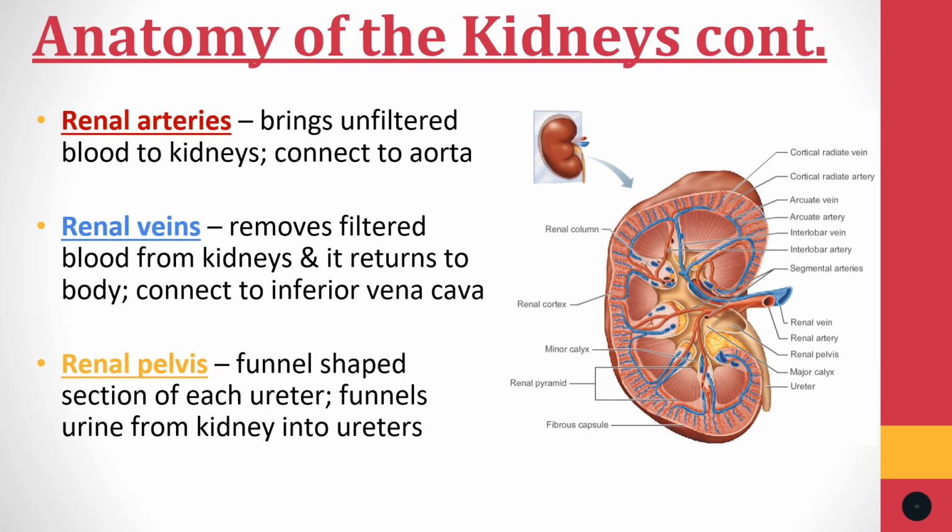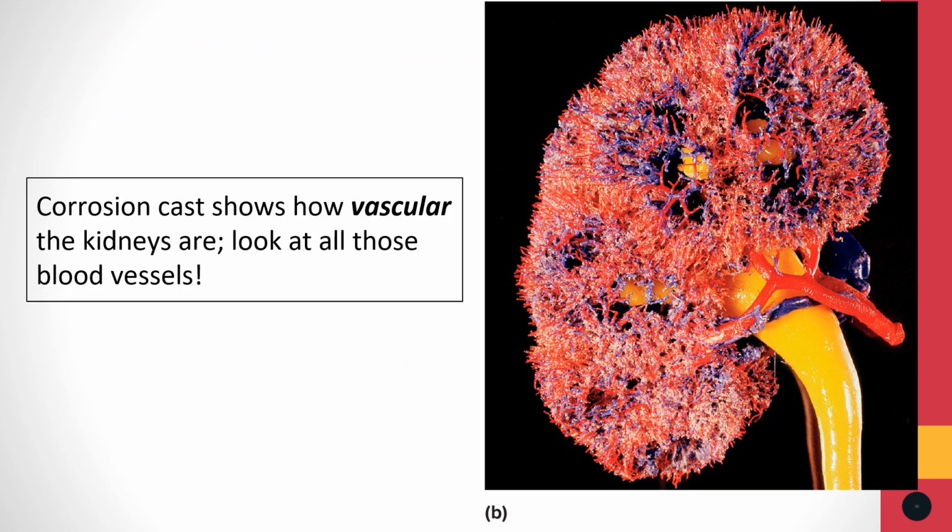So the renal arteries, let's talk just a little bit about the vasculature here and how this works. The renal arteries are going to bring unfiltered blood to the kidneys and connect to the aorta. The renal veins are going to remove filtered blood from the kidneys and return it to the body. So these are going to connect to the inferior vena cava. And then the renal pelvis is going to be a funnel-shaped section of each ureter. And this is going to funnel the urine from the kidney into the ureter so we can start moving that down into the bladder and out of the system.